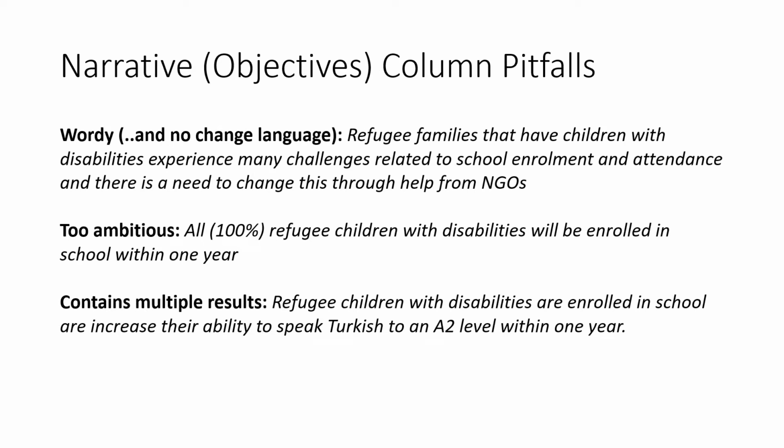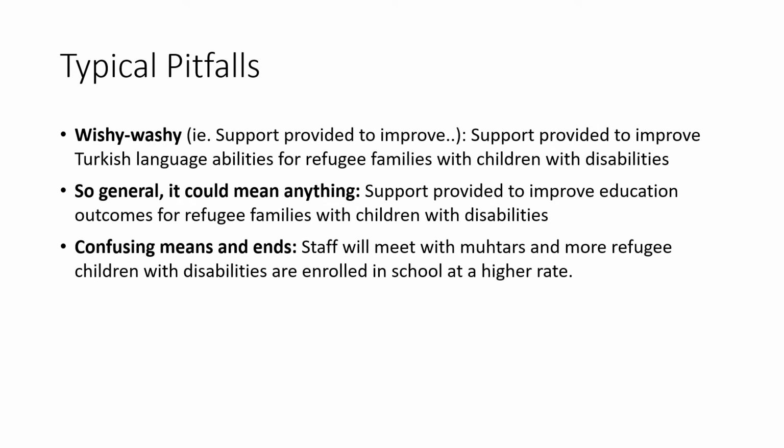So the first column we can call the narrative column. Be careful you don't make the narrative too long, too ambitious, or have multiple results. Try and be very specific. And you really want to be able to show the relationship between each. So in the narrative column, the if-then process is very important. And by that, I mean, if this output is achieved, then this outcome will happen as a result. So do make sure your logic is clearly stated.